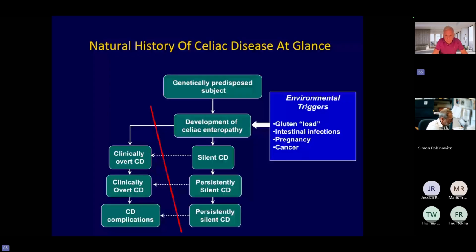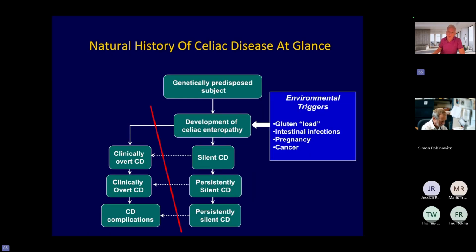The natural history of the disease is certainly one that should be obvious at this point. You have a genetically predisposed subject, all right? You have the environmental triggers. They have to have gluten. Something has to happen to alter intestinal permeability, which could include infections, pregnancy itself, which increases paracellular uptake, or patients with other disorders. This leads to the development of celiac enteropathy.